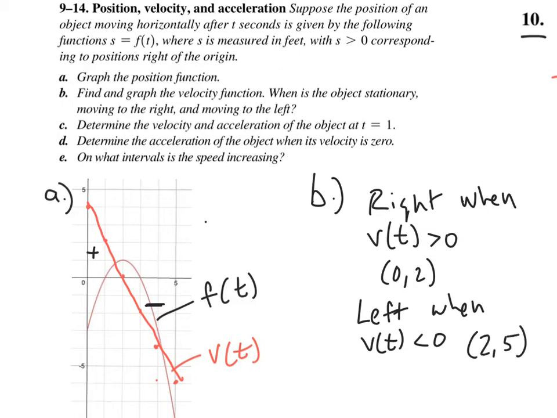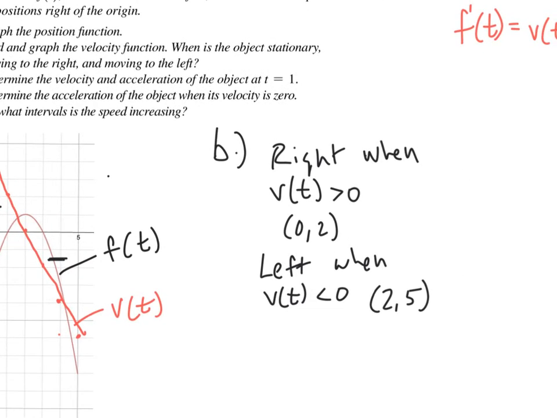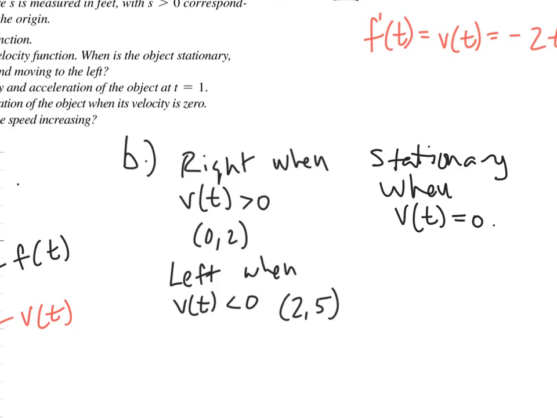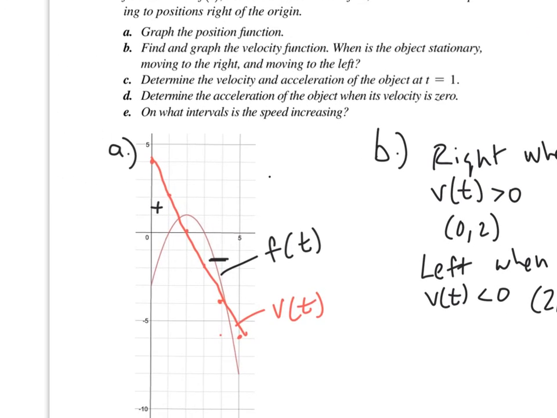And then the question asks, when is it stationary? We are stationary when v of t is equal to 0. And where is that? That's just right here at 2. So that's when t equals 2.